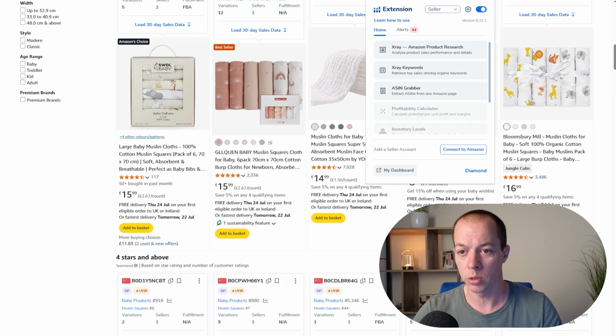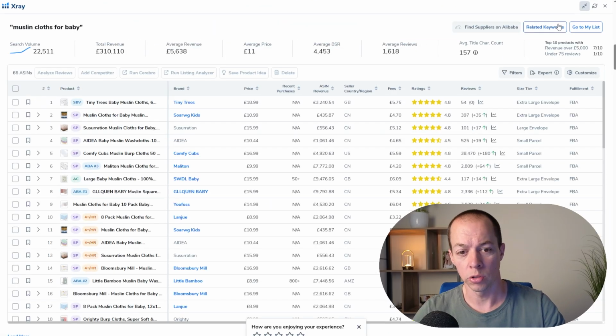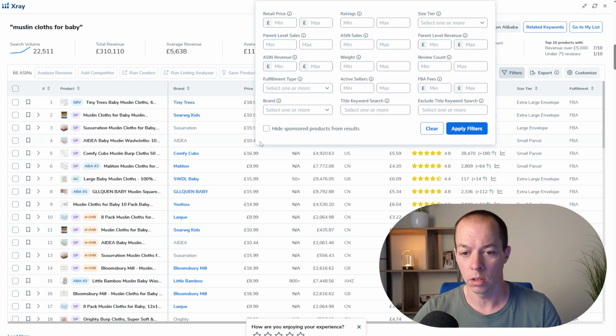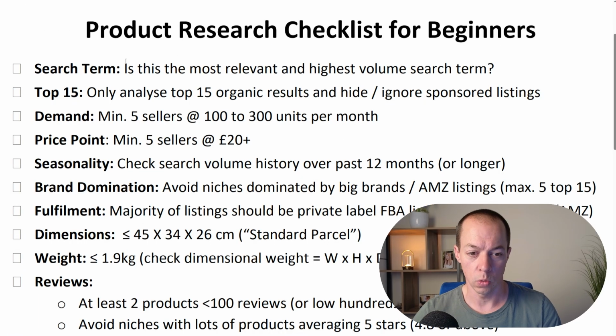So depending on what sales estimator software you're using, they should have this functionality to hide the sponsored results from the listings so that you're not analyzing sponsored results. So within X-Ray from Helium 10, we go to filters and we go to hide sponsored results. So now these are just the organic search results. These are the ones that we care about. So let's go back over to the checklist.